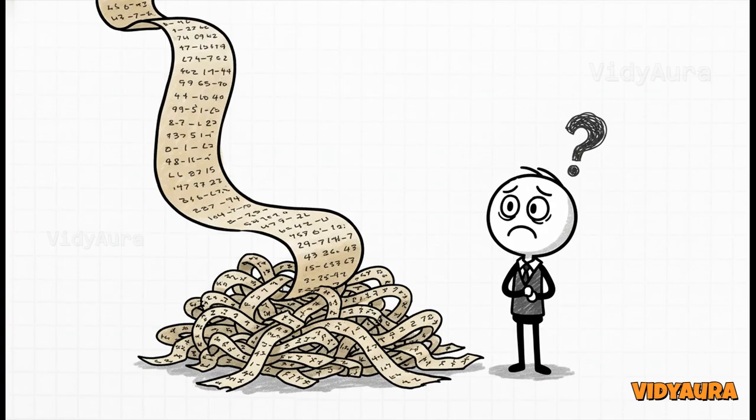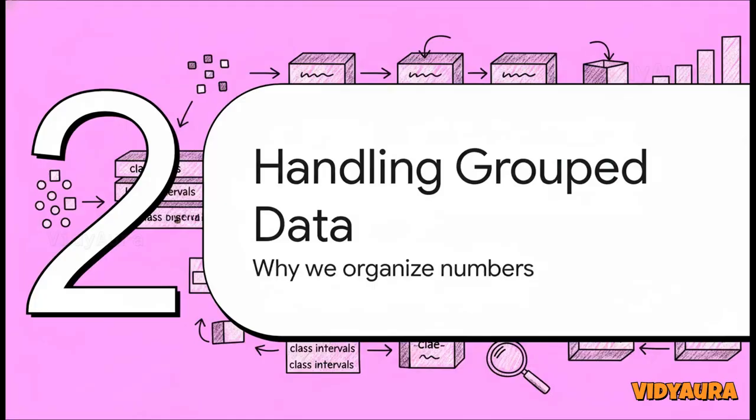Okay, so look at this. We've got the marks for 30 students from a math test. It's just a jumble of numbers, right? Trying to find the average by adding all of these up one by one? I mean, it would take forever. And it's so easy to make a mistake. So what's the smarter way to do this?